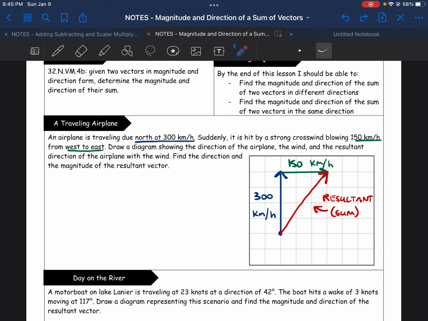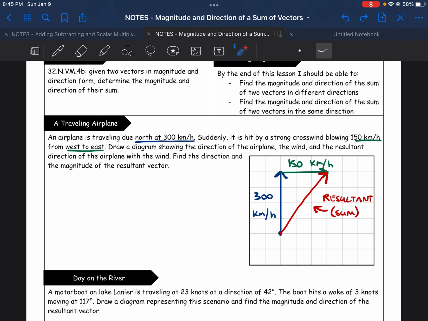Now this creates our resultant vector, which is going to represent the sum. We go from beginning to the end. This vector started going north. This is where the start of our resultant vector is going to be. Then it ends here with the crosswind. This is where the end of our resultant vector is.